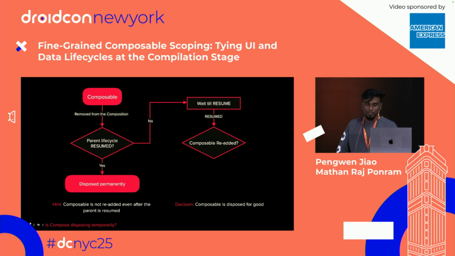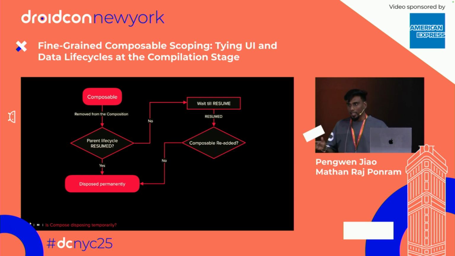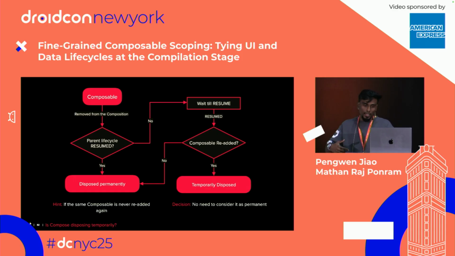So in that case, we can think that if it is not added again when it gets resumed, we can assume that, okay, it's permanently disposed, right? And if it is re-added again, we can think that it's probably disposed temporarily. When would that happen? When the configuration change happens. When the configuration change happens, the composable gets destroyed and recreated, the same composable, right? So this is how we are going to know whether a composable gets destroyed permanently or temporarily.